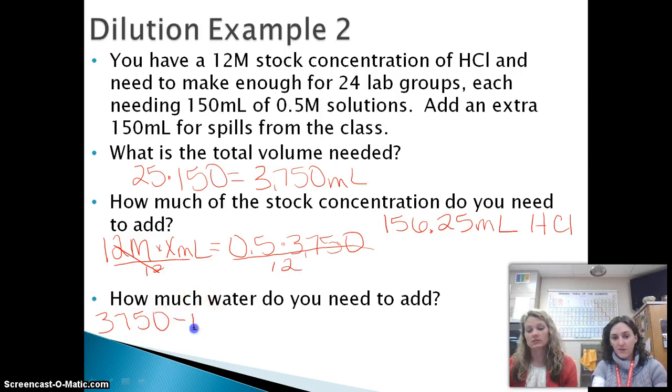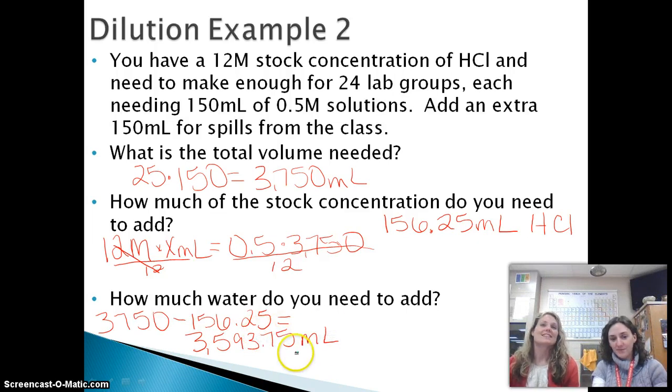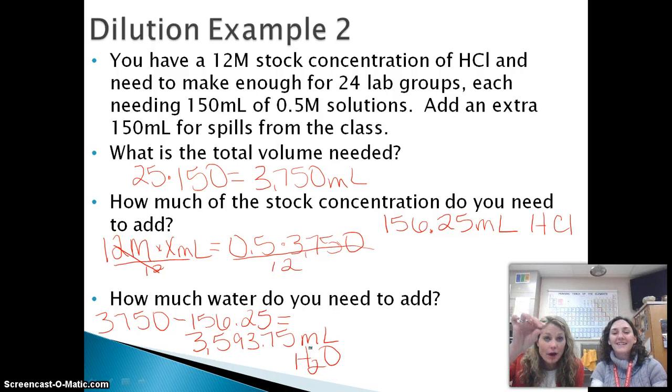So 3,750 minus 156.25 gives us 3,593.75 milliliters. So really, if we were doing it, we'd probably round that, because doing 0.5 milliliter is hard to do in a graduated cylinder. Close enough. Okay, so notice we asked for a lot in this question.